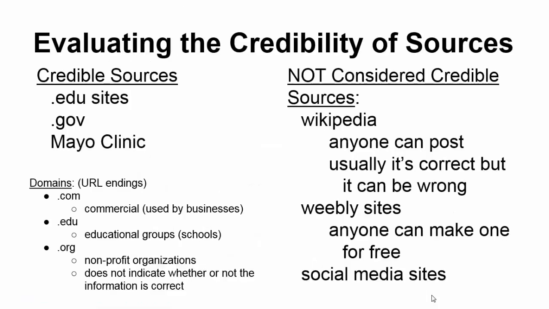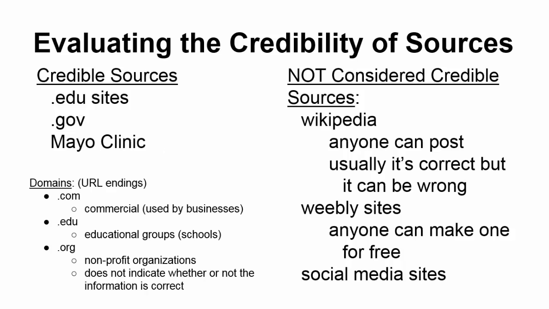Let's look at a few more examples. So credible sources, and credible means we can trust that they're true. So these are the types of sources you want to include. Would be anything with .edu at the end, because those are by schools and educational groups, such as universities. .gov, these are going to be your government operated websites, and that information can be trusted as true. The Mayo Clinic is another good resource because it oftentimes will write things in more common language so they can give explanations sometimes that are easier to understand.